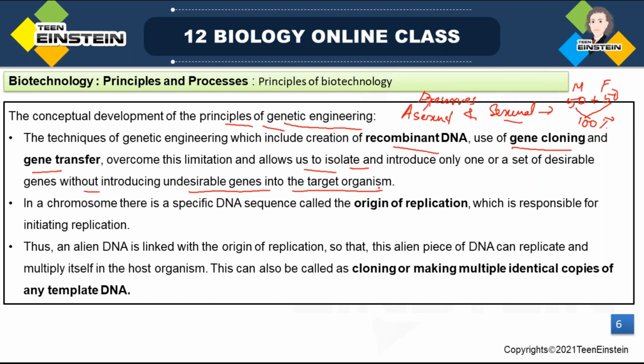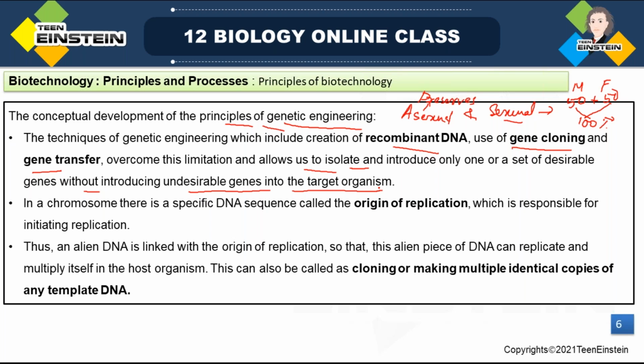If you want a particular character which is controlled by a desirable gene, we can isolate only that gene, or along with that we can isolate a set of desirable genes, and without introducing the undesirable genes, we can isolate and transfer only the desirable genes into a target organism.